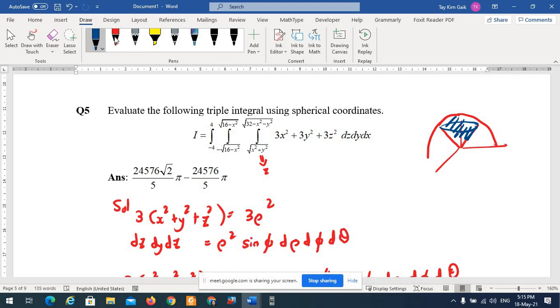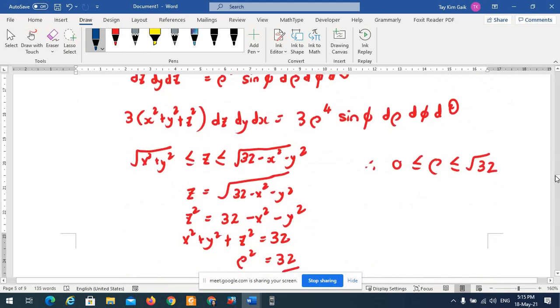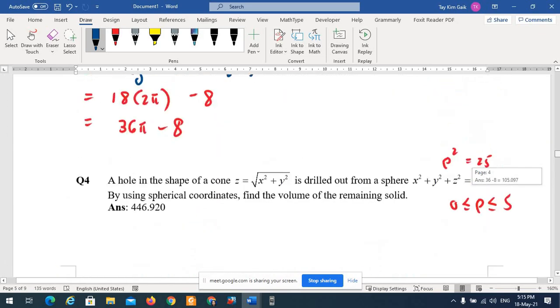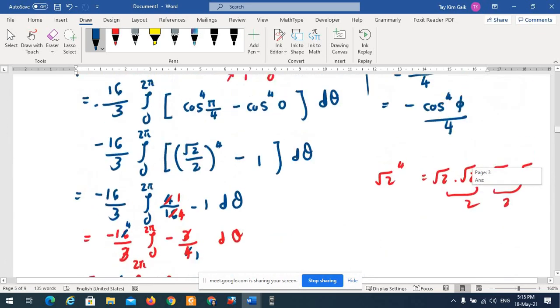From the lower surface, this is an upper cone, and the upper surface here is a sphere with radius square root of 32. Then from the cone equation, as we have solved so many times, z equals square root of x squared plus y squared. If you solve this cone equation, again you get phi from 0 to pi over 4.